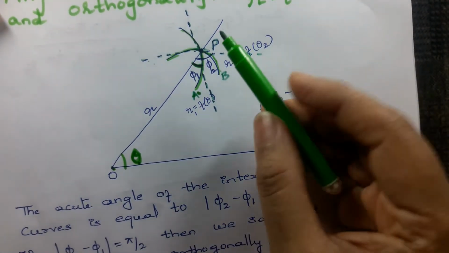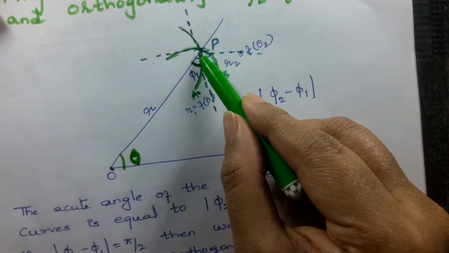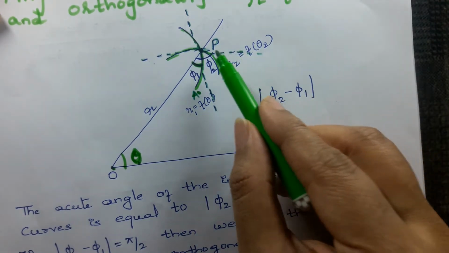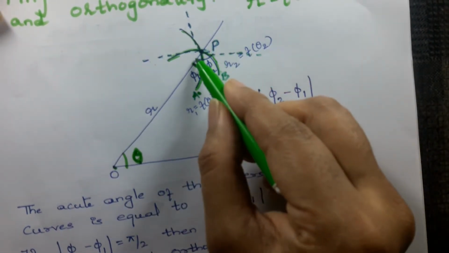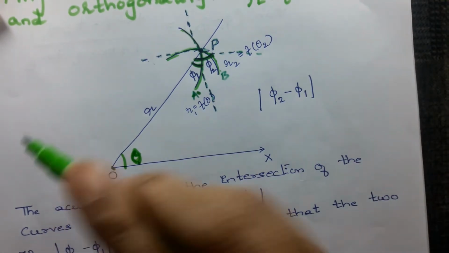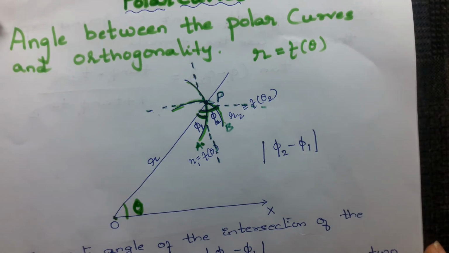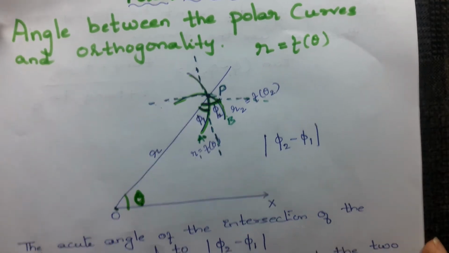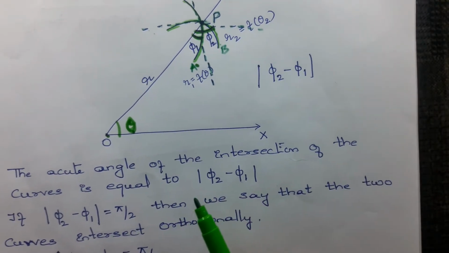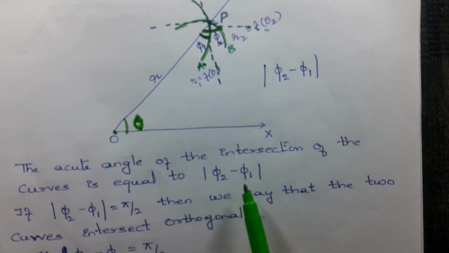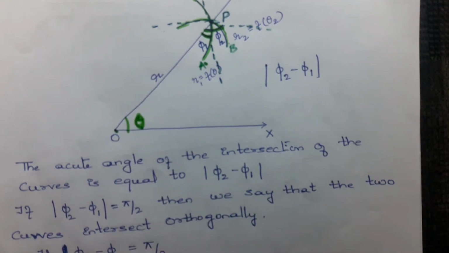Next, what is phi 2 here? Phi 2 is the angle between the radius vector and the tangent drawn to the second polar curve, that is PB. So this angle is phi 2. Now, what could be the angle of intersection of these two polar curves? How will you represent it? The acute angle of intersection of the polar curves is always equal to modulus of phi 2 minus phi 1. Why do we take the modulus? Because we prefer to keep the angle of intersection of two polar curves as a positive quantity.